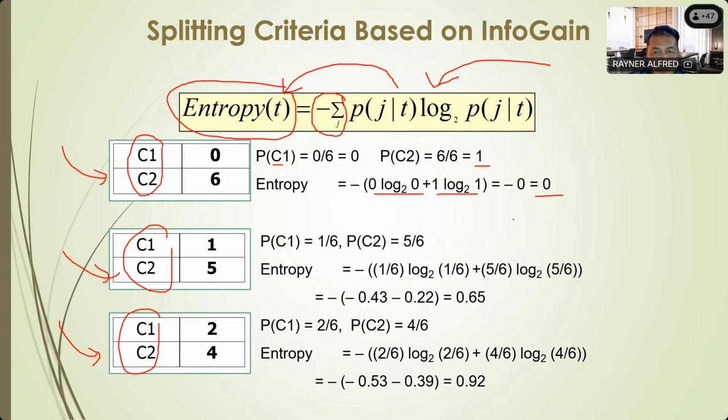So if we move from 6-0 to 5-1, the value of your entropy gets higher, and the highest would be if you have 3, 3. Okay, half belong to class 1, half belong to class 2. So the aim is to split in such a way that you have a lower entropy value for each of the groups that you have.